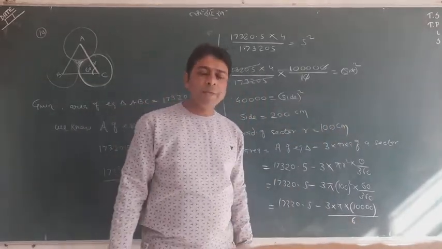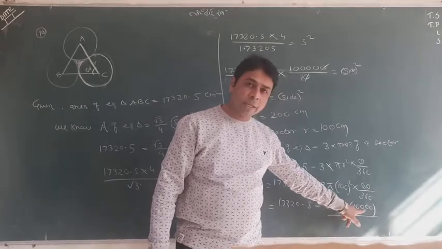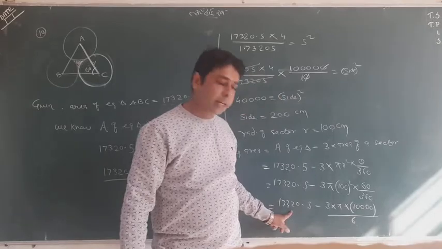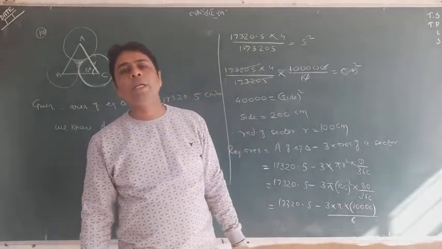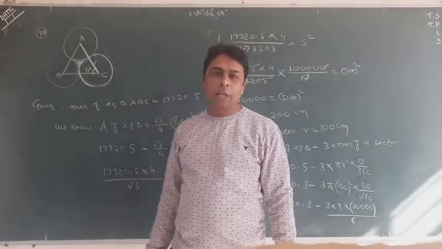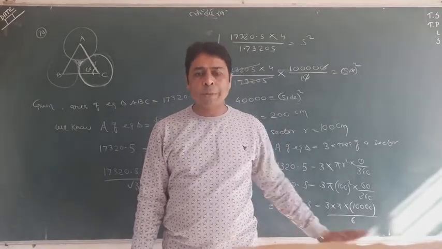So after it I am leaving it on you only, guys. 3 2s are 6, you can cancel. 2 and this can cancel. Put pi equal to 3.14, multiply and subtract from this. Whatever the answer will be in square centimeters is the area of the shaded region. So this is a very simple calculation after it, and I hope that you can make it. So I am leaving it.